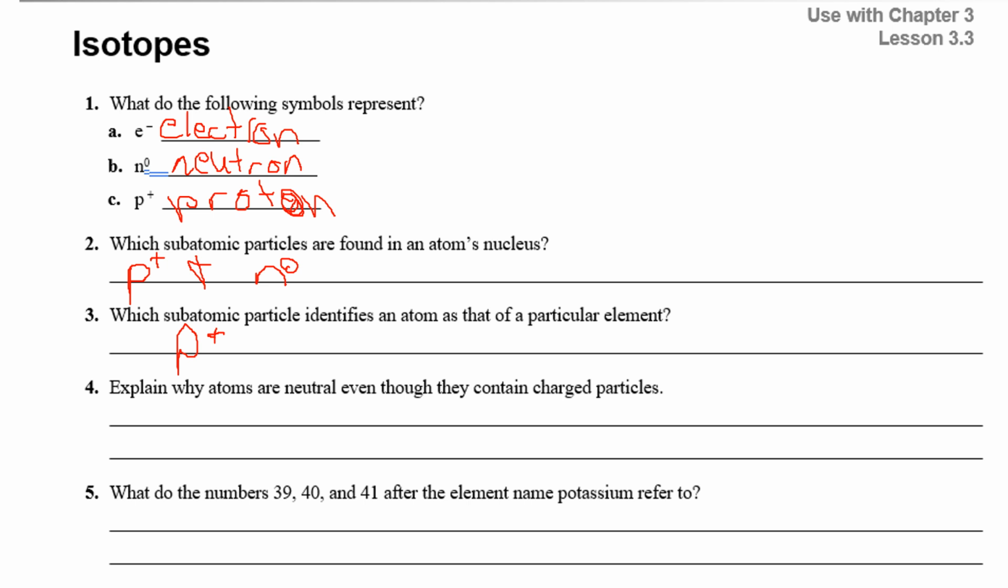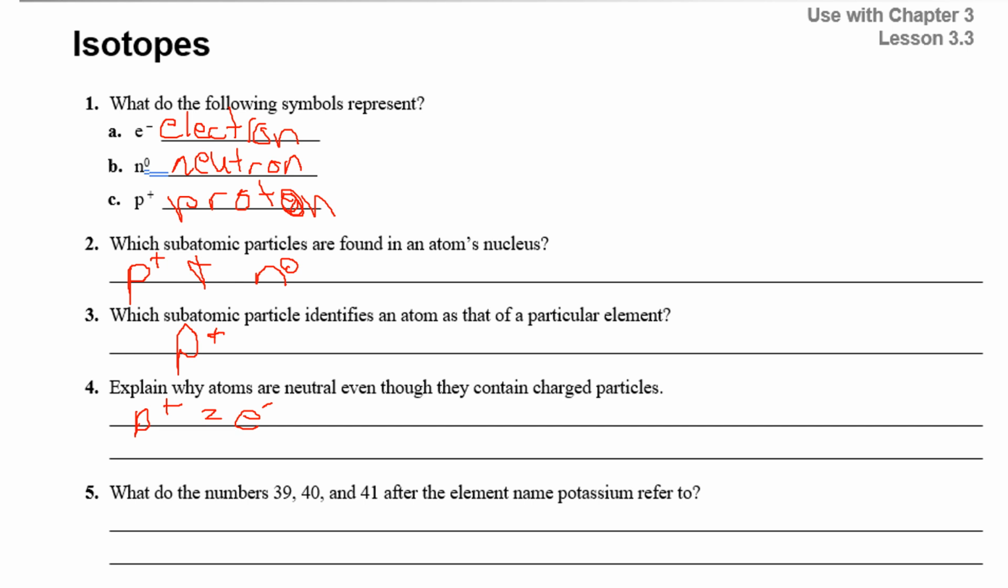Please explain why atoms are neutral even though they contain charged particles. Remember, we talked about this also. That is because the protons equal the electrons. The amount of positive charges equals the amount of negative charges.